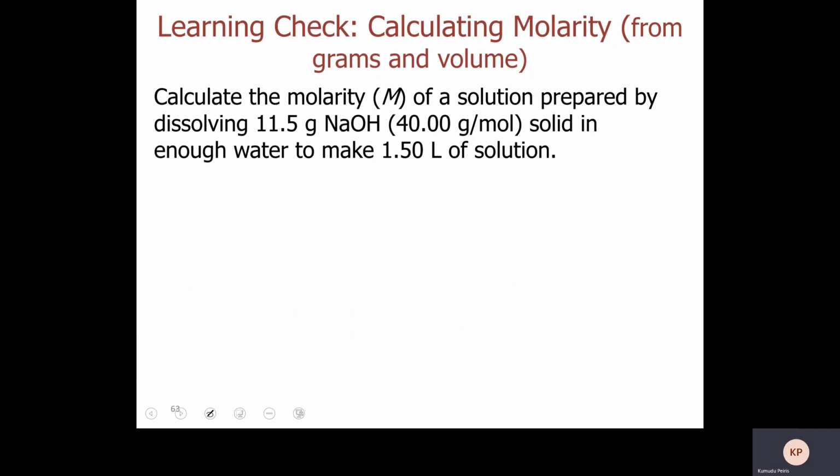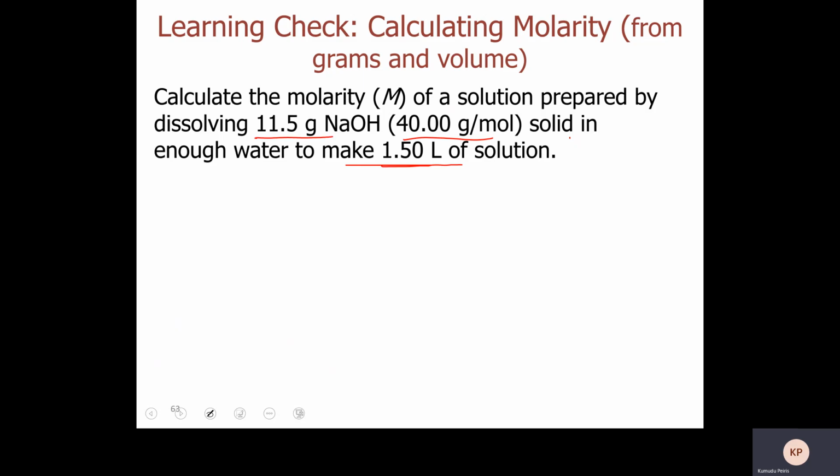Here is an example. Now we are going to calculate the molarity of a solution. Let's read the question. Calculate the molarity of a solution prepared by dissolving 11.5 grams of sodium hydroxide. In parentheses, the molar mass of sodium hydroxide is given. So the sodium hydroxide solid in enough water to make 1.50 liters of solution.